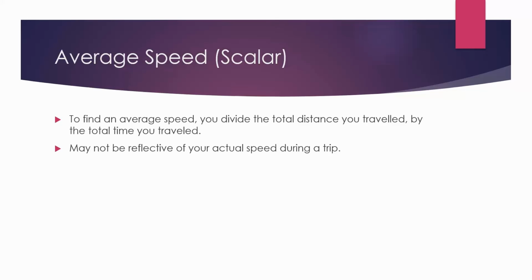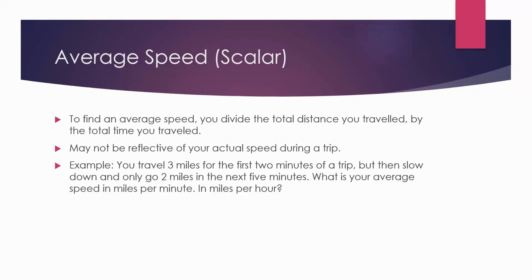But if I wanted to find an average speed, let's take this situation here. We're going to go 3 miles for the first 2 minutes of a trip, and then we're going to slow down. And we're going to go 2 miles over 5 minutes. So what would be the average speed in miles per minute? And we're going to practice a little bit with unit conversion again and try to turn that into miles per hour. So you have 3 miles plus 2 miles.